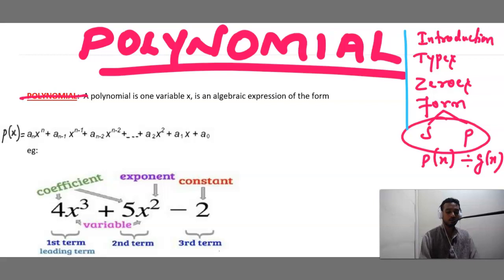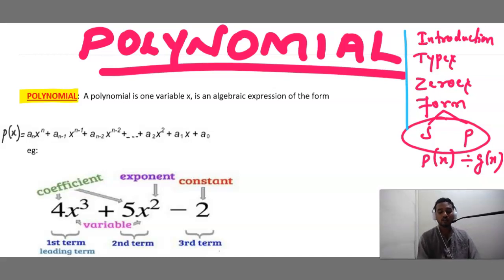First, what is a polynomial? What do you mean by polynomial? So what is a polynomial, students? Can you see this term polynomial? A polynomial in one variable x is an algebraic expression of the form a_n x^n + a_(n-1) x^(n-1) + a_(n-2) x^(n-2), and it goes on. These exponents will decrease, n minus 1, n minus 2. Are you getting it, children?